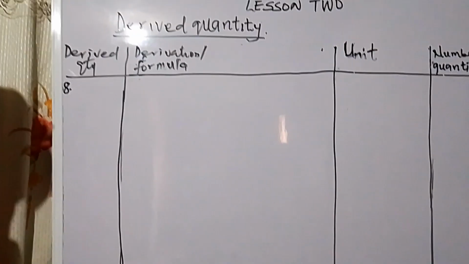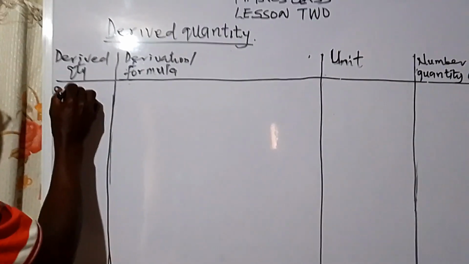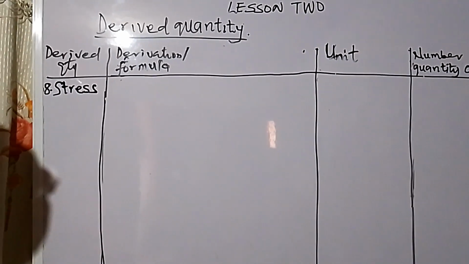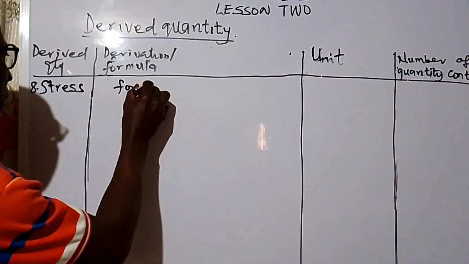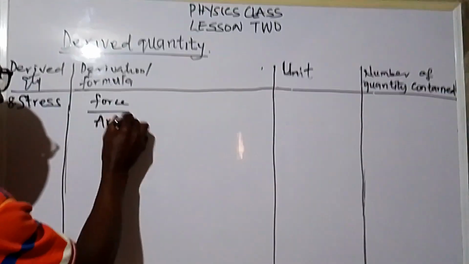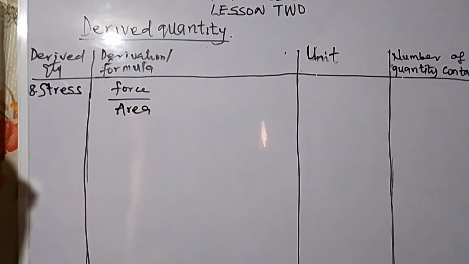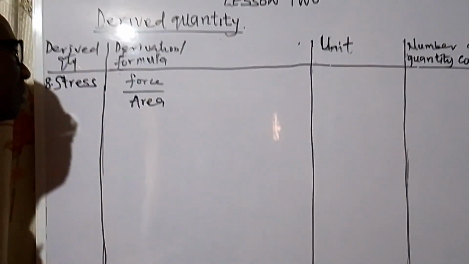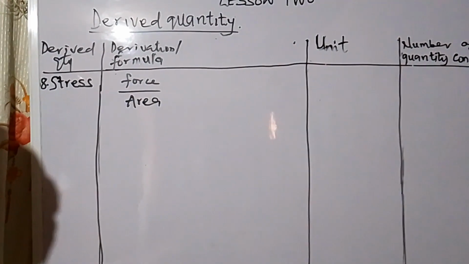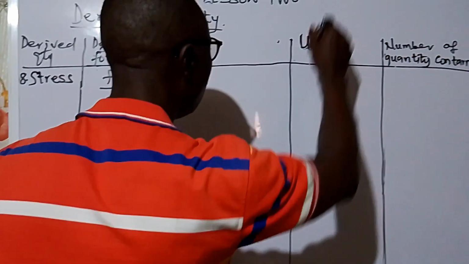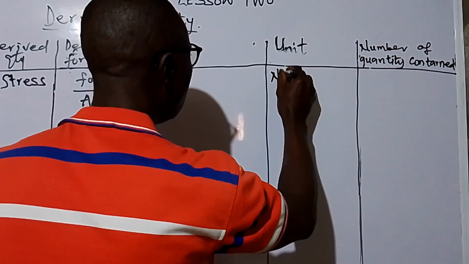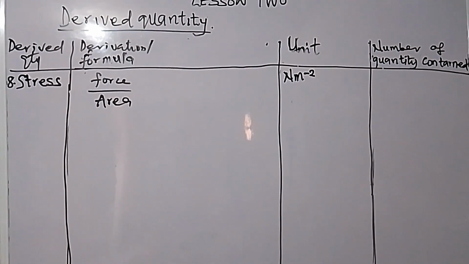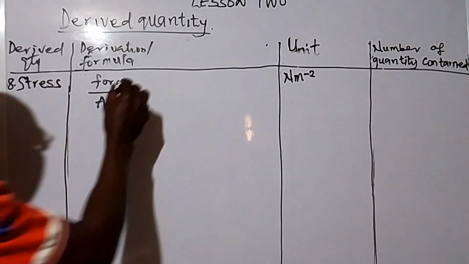Next example is stress. The formula for stress is force over area. And from what we have seen on the board, force is Newton, area is meter squared. So the first unit of stress can be Newton per meter squared. Next, let's express further.